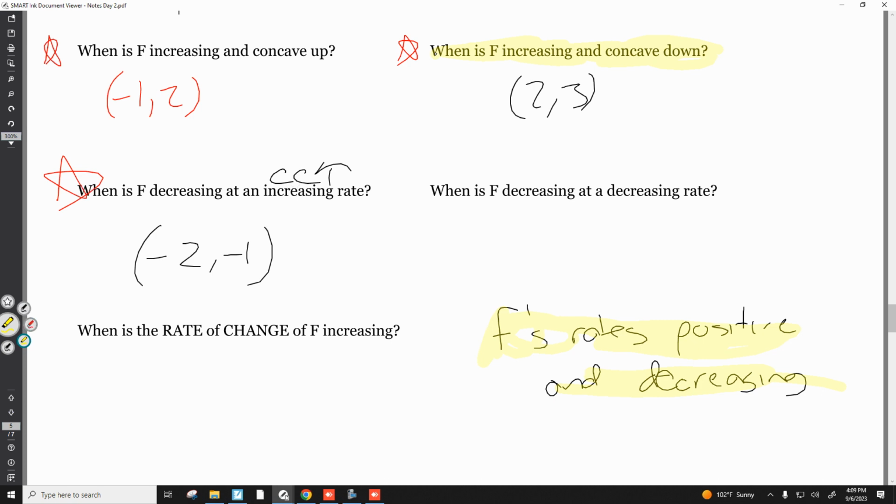F's rates are positive. When slopes are positive, the function is increasing. F's rates are decreasing. When slopes are going down, you're concave down. If you pick this up, you're good to go. 2 to 3 is increasing concave down. Increasing concave down is the same as when our F rate is positive and decreasing. When are my slopes positive, I'm going up. When are my slopes decreasing, I'm concave down. Combine the two.